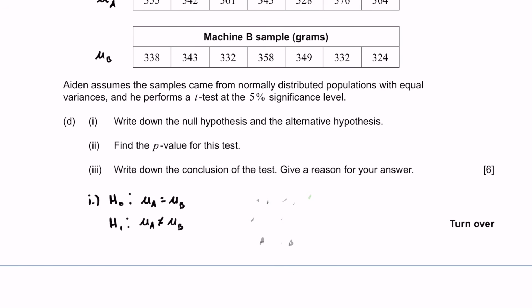This is important because we're going to need to put this data in. We're going to need to put the alternative hypothesis when we run a t-test. Okay, so let's do part 2 right now. Find the p-value for this test. For that, we'll need to go into the calculator, and we'll go into spreadsheets and work that out.